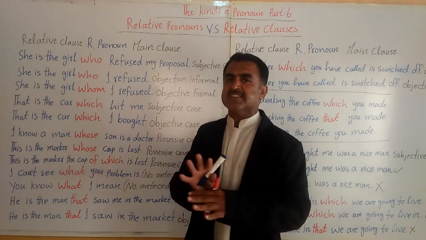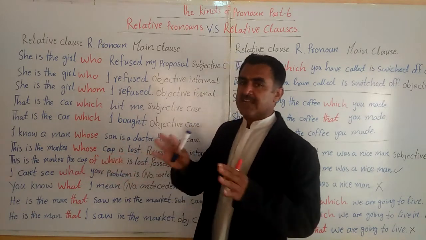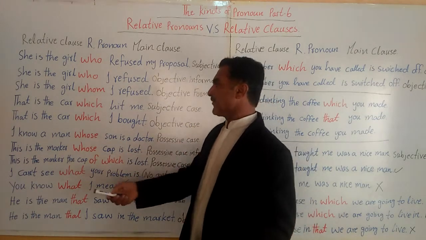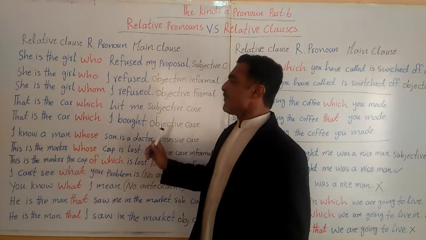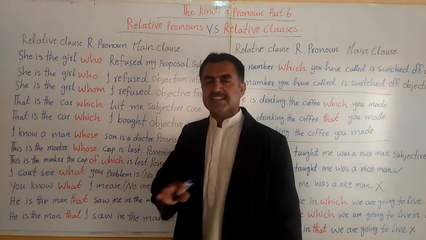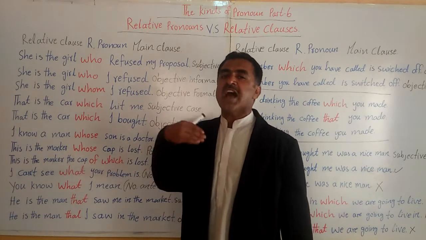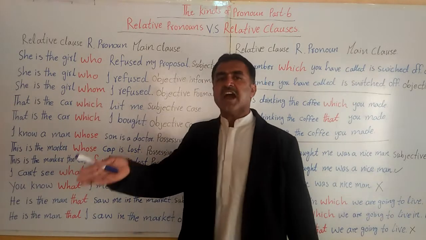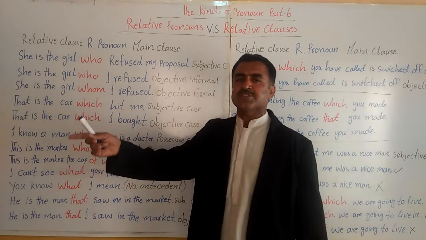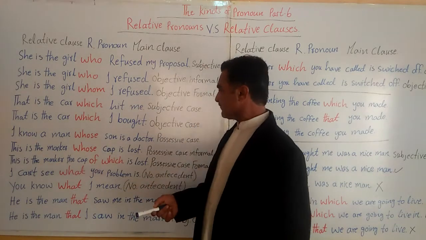Now here in this sentence I didn't do anything. Whatever was done, the car did it. Means the car hit me, I didn't do anything. But in the lower sentence you will see: this is the car which I bought. Now in the lower sentence the car didn't do anything. The car is the object and I am the subject because I bought the car. But in the upper sentence the car hit me, I didn't do anything. So the car was the subject, I was the object. But here the car is the object and I am the subject.